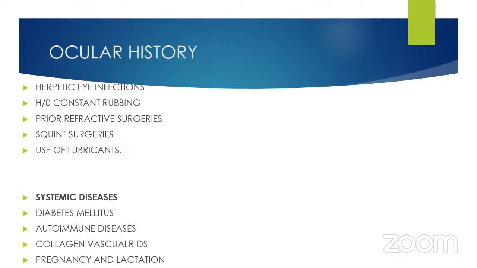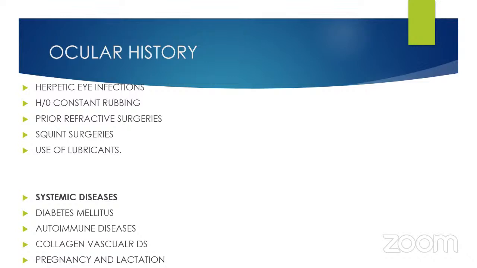Coming to ocular history, any known case of herpetic eye infections, because it might reoccur, any history of constant eye rubbing, any prior refractive surgeries, any squint surgeries, and the use of lubricants should be asked, because this will mask the dry eye, which is the most common complication post refractive surgery.